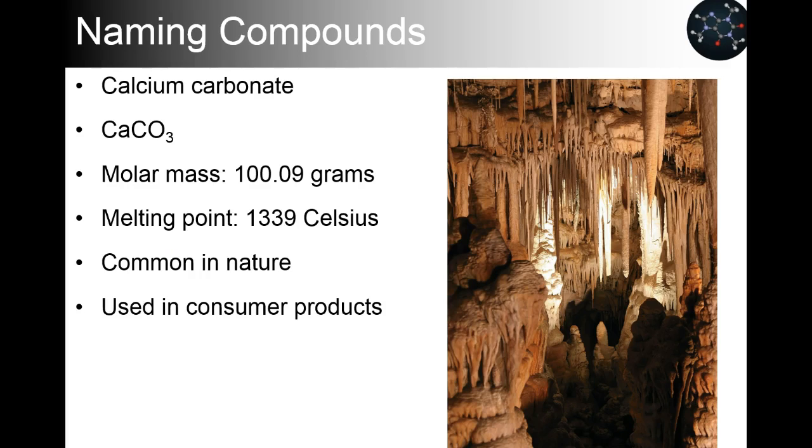Okay, so one very common compound that's a polyatomic ion is calcium carbonate, CaCO3. So to figure out its molar mass, I look on the periodic table and see what the molecular mass is of calcium. I look and see what the molecular weight is of carbon, and then I look up the molecular weight of oxygen and multiply that by 3. So I add up all those molar masses, and it comes out to 100.09 grams per mole of calcium carbonate. Its melting point is 1339 Celsius, so that's pretty high since water boils at 100 Celsius. Very common in nature, and we use it in consumer products all the time.